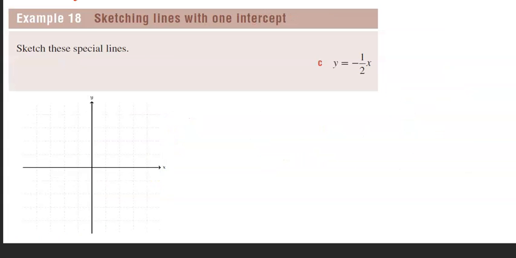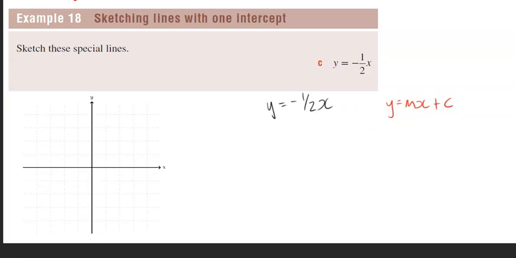All right, last example. And this one, I'm just specifically looking at example 18, again from the textbook, sketching lines with only one intercept. And we're going to look at, namely, C, y equals -12 x. There's a few things going on with this special type of line. So y equals -12 x. Now, there are 3 main characteristics that I can see from this.